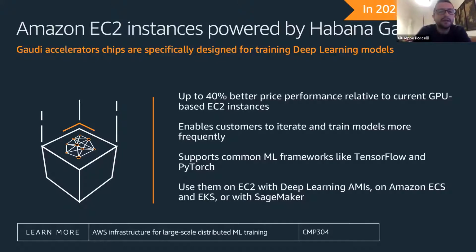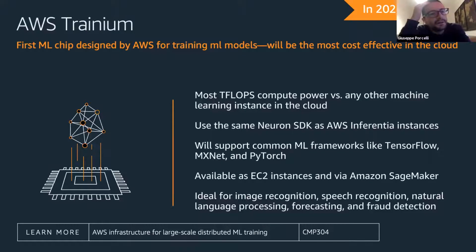ECS and EKS. And another announcement this year for the same kind of context, optimization of training, is AWS Trainium. Last year, we announced AWS Inferentia, the purpose-built chip for inference. Trainium is a purpose-built chip for training, and will come in 2021. It's designed by AWS, and will also use the same Neuron SDK that you use for inference.